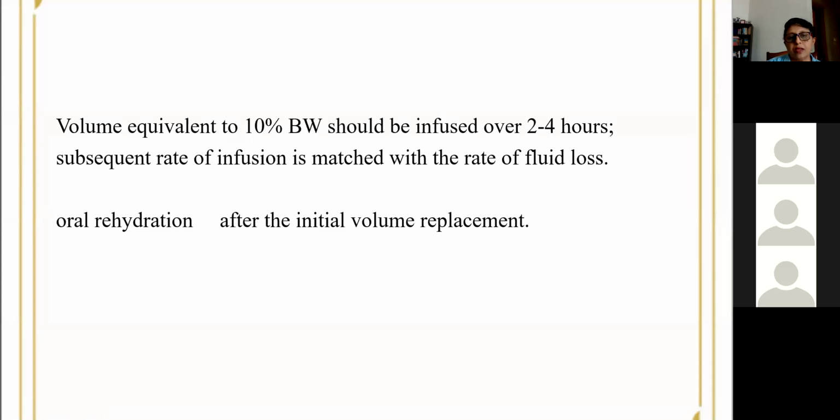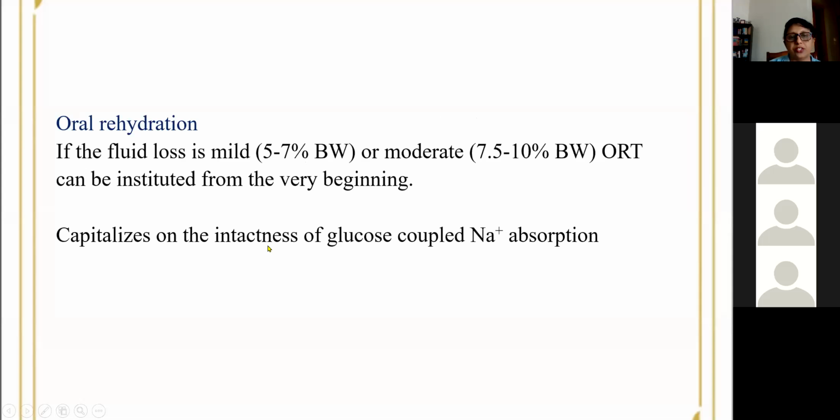Then, how should it be given? It is a volume equivalent to 10% of the body weight. It should be infused over 2 to 4 hours. So 10% of the body weight: suppose it is 50 kg, 10% of that will be 5, so that much, 5 liters. If there is dehydration of more than 10% of the body weight, this should be done. Then we can change over to oral rehydration.